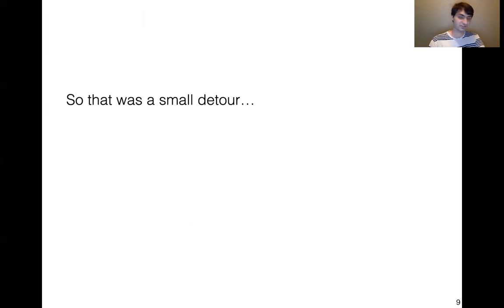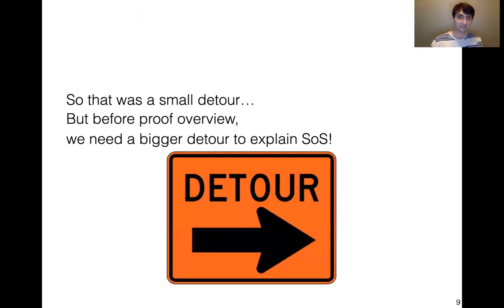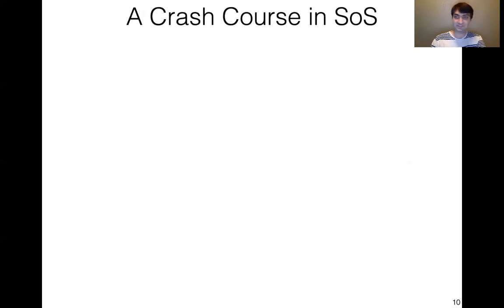Okay, so that was just a small detour, independent set. But before I can give you the proof overview, I have to actually take a larger detour just to explain sum of squares. So my apologies that the slide is going to be very, very dense, but too bad. I don't know, there's no way to get around it at this point. So let me just explain what the sum of squares algorithm does.